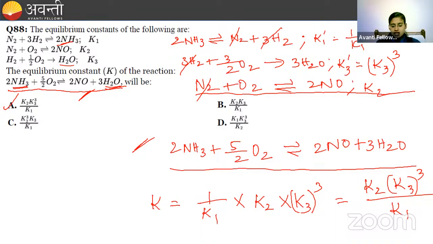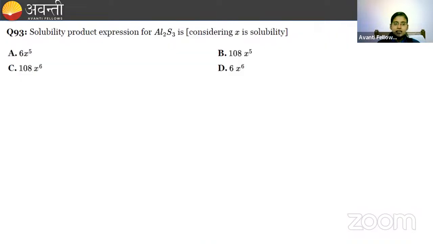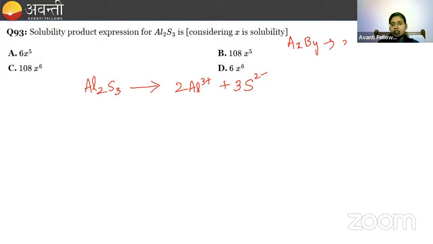Okay, let's go for the next. Question number 93. The solubility product expression for Al2S3 is. So Al2S3 is the salt, and it will get dissociated as 2Al3 plus and 3S2 minus. This is the dissociation, right? For any salt of type AxBy, we will get x A to the power y plus and y B to the power x minus. Using this general formula only, we are arriving at this dissociation.